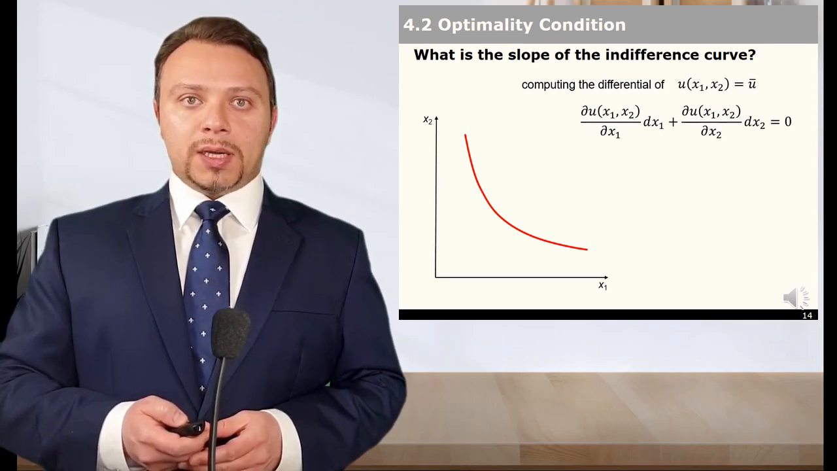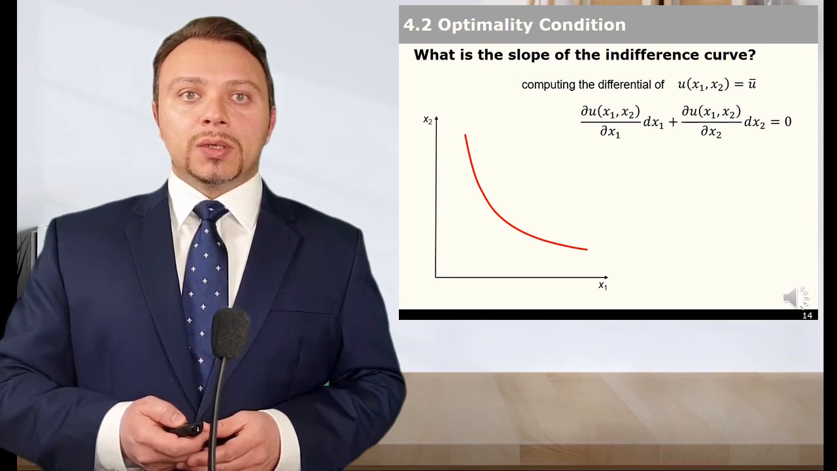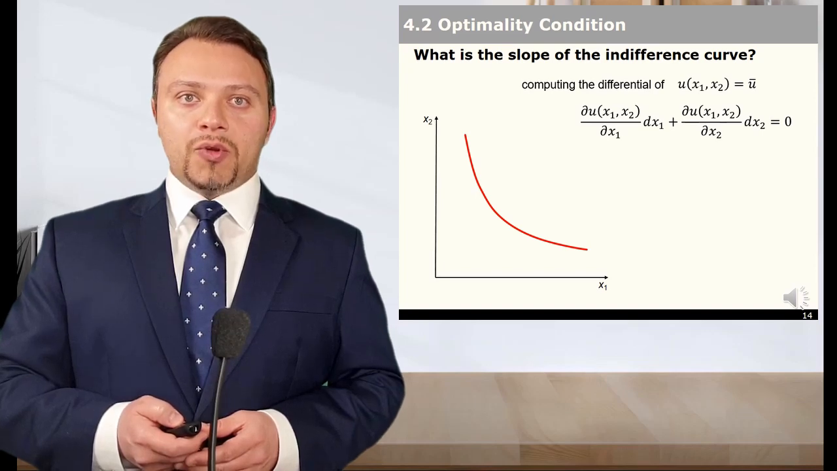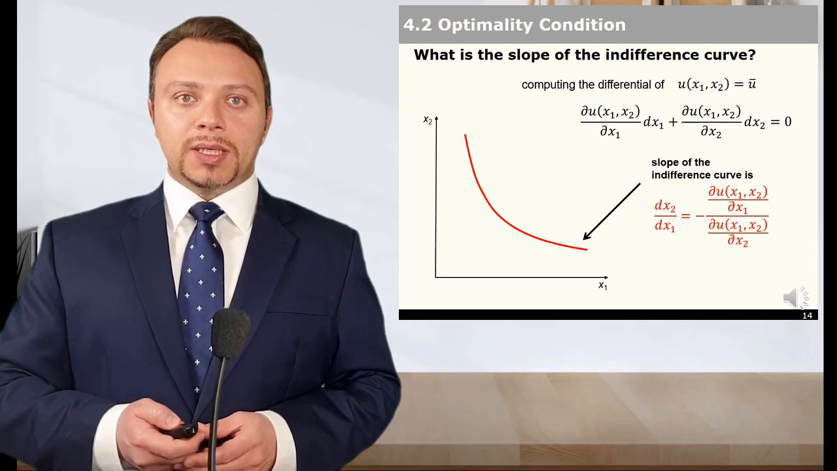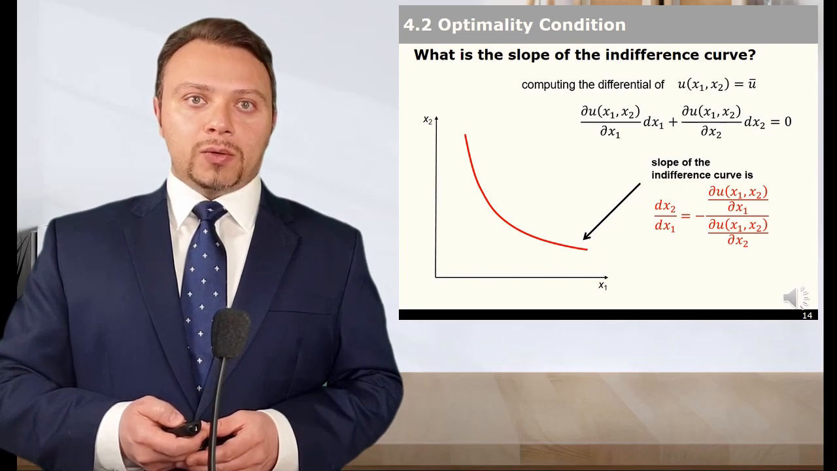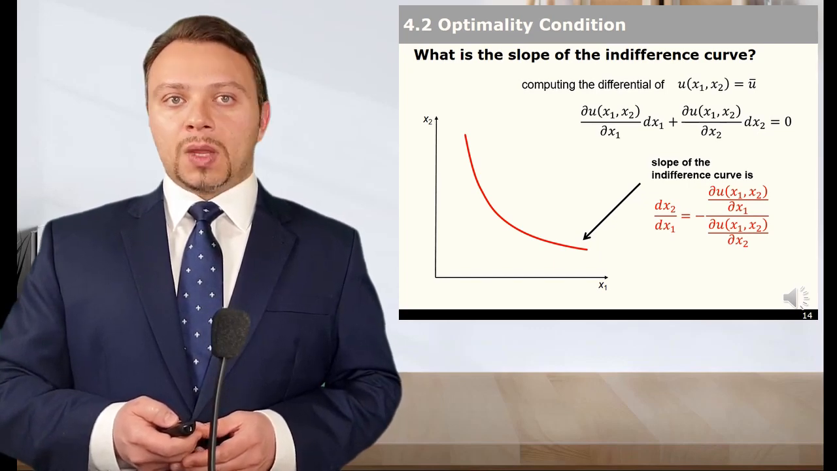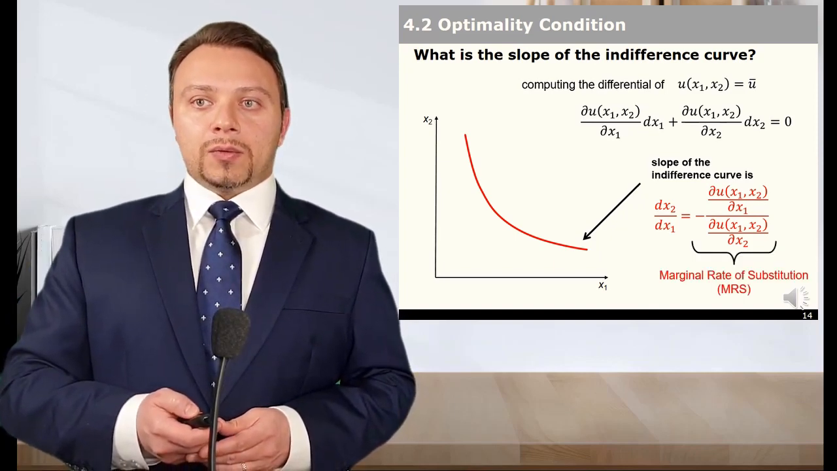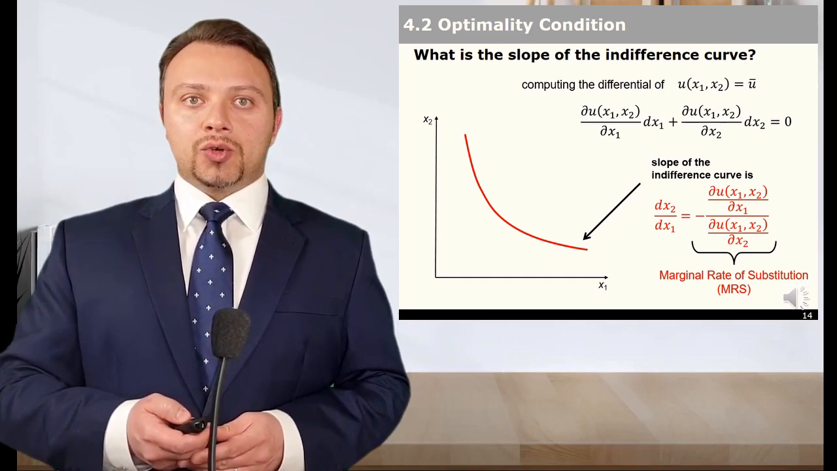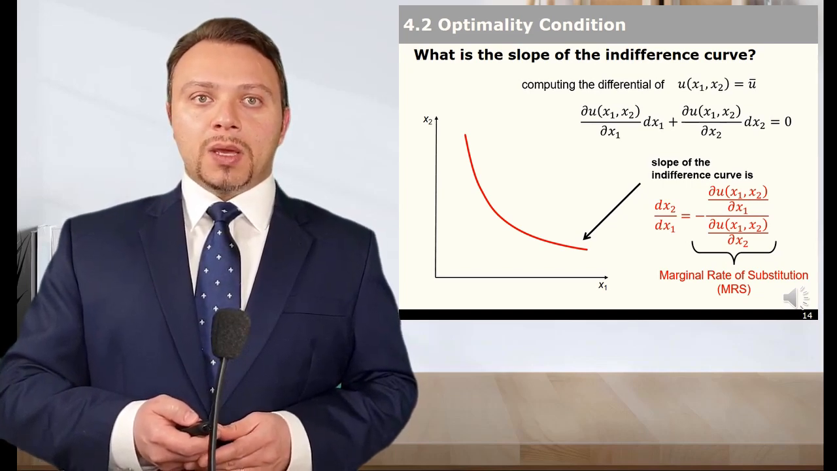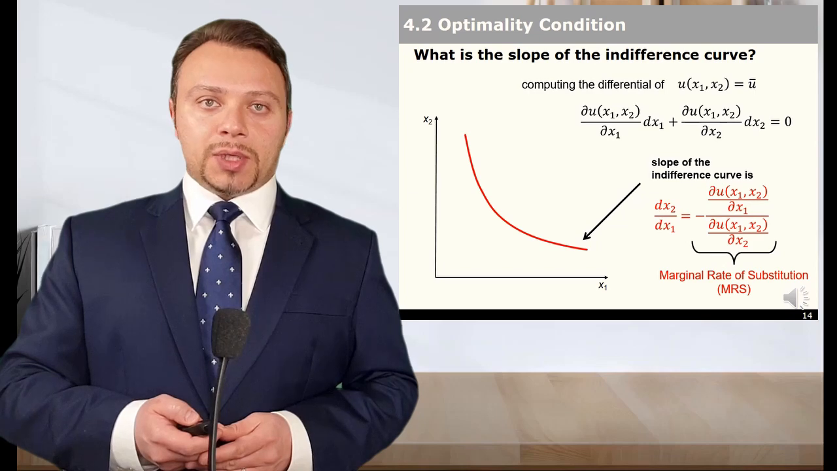And on the other side of this equation will be 0 because the utility does not change along an indifference curve. Rearranging this equation for the ratio dx2 divided by dx1 will result in a negative value. And this negative value is the slope of the indifference curve, which you can see here on the slide. This negative value is called the marginal rate of substitution. So what you can memorize is the slope of the indifference curve is the marginal rate of substitution.